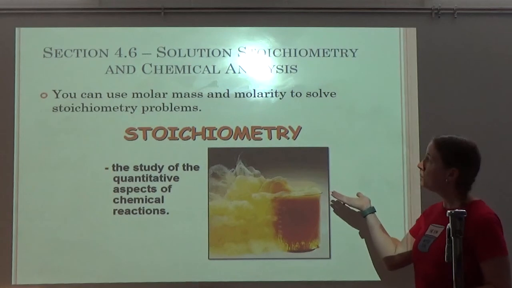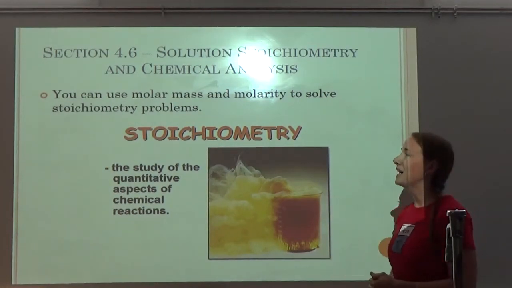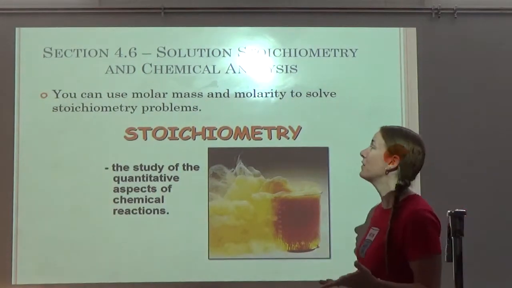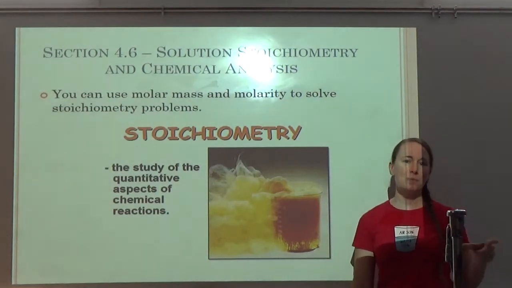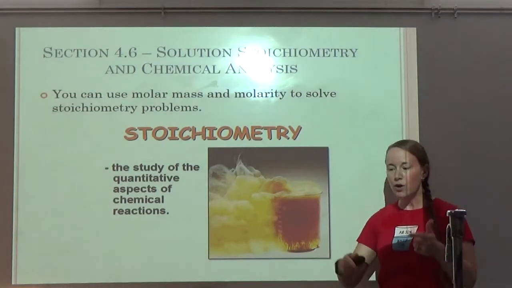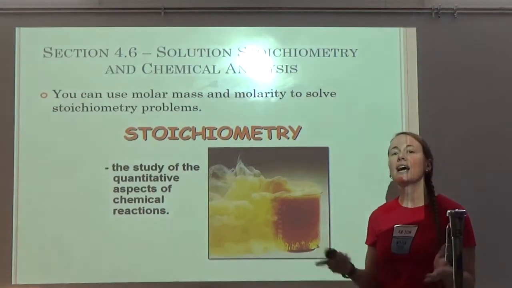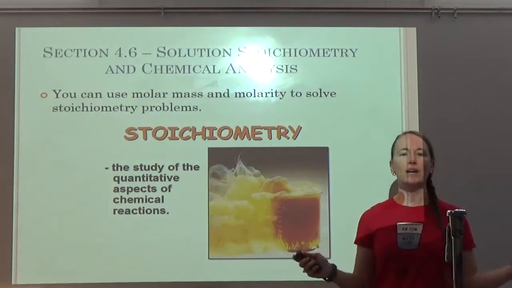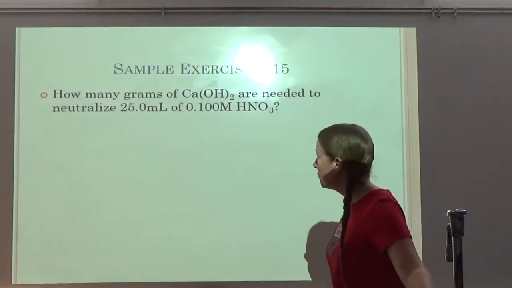Okay, so you can use molar mass and molarity to solve stoichiometry problems. So we're also going to bridge that gap into stoichiometry. That's the thing that you have to get used to in AP, is everything is not a separate category. They're all intertwined and they all work together. So you've got to learn to start bridging the gaps in between the units and realize it's just all one continuous topic. So let's go ahead and jump in with a problem.